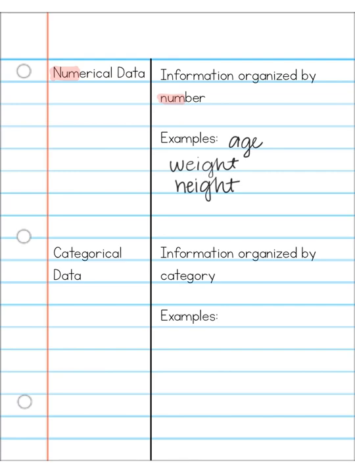Categorical data is information organized by category. Some examples of that would be perhaps favorite color. Or favorite food. So when you ask the question, what's your favorite color? The answer is not going to be a number. So that's categorical data rather than numerical data.